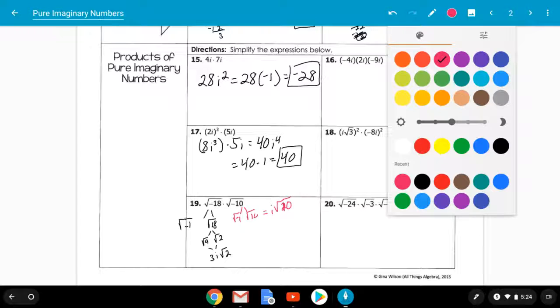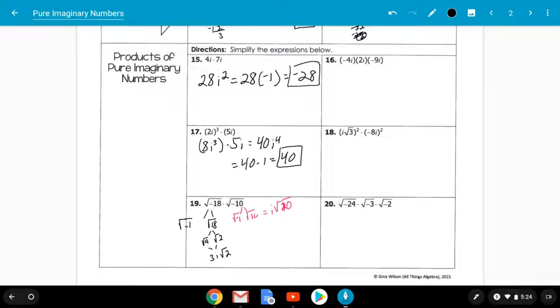So now my problem becomes this. It's not the square root of negative 18 times the square root of negative 10. The problem now becomes, I'm going to write to the side here, 3i square root 2 times i square root 10. And now I can multiply it because it makes sense here. It's valid. So now what I can do is I multiply everything that's on the outside of my radical. So 3i times i, 3i squared. And then the square root of 2 times the square root of 10, sorry, is the square root of 20.